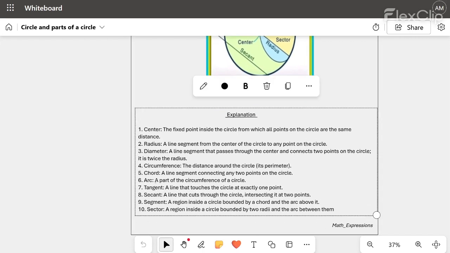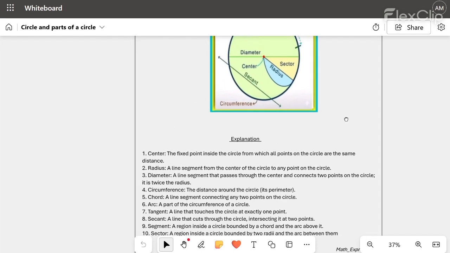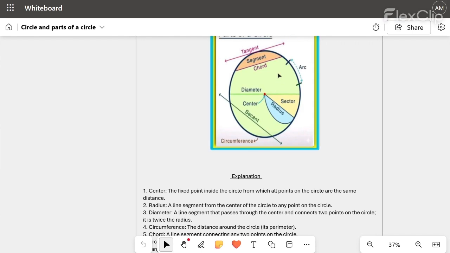Then looking at number four, we have the circumference itself. What does it mean? Circumference is the distance around the circle. It is also known as the perimeter. Now, this is the circumference of the circle. This black line that goes round the circle is called the circumference of the circle.